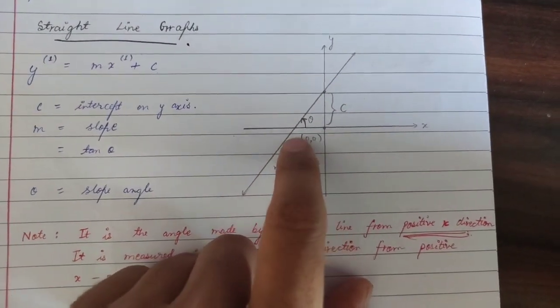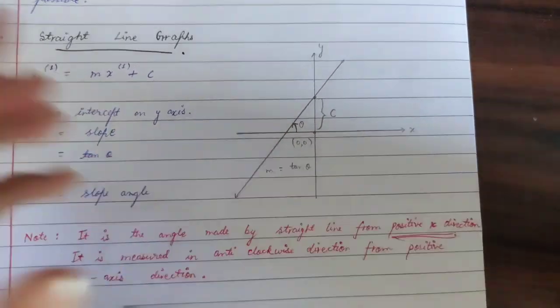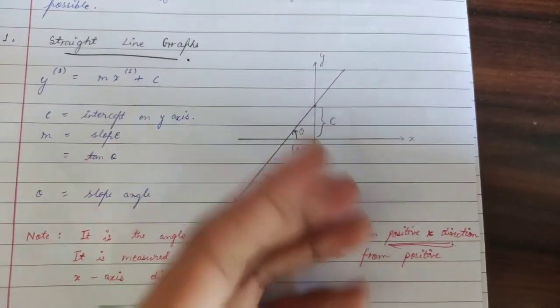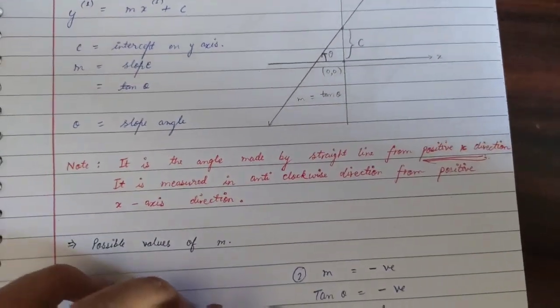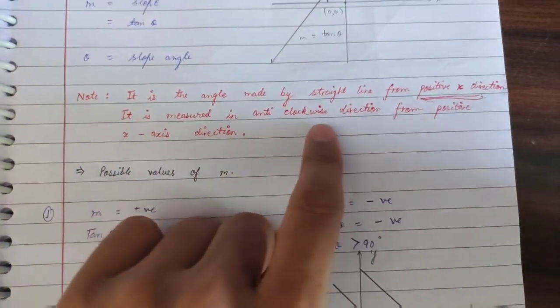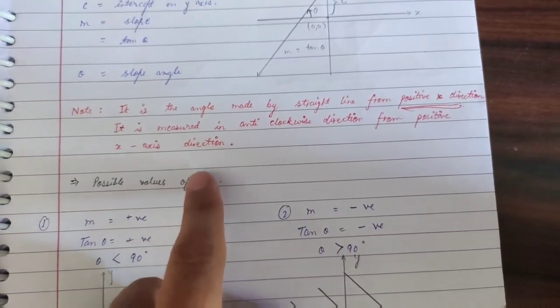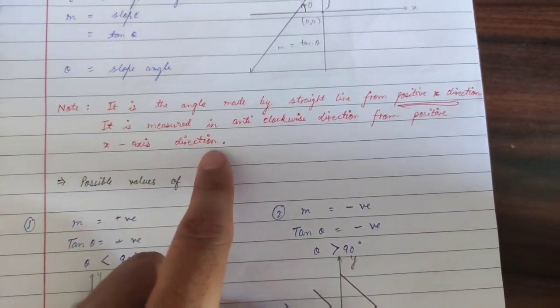Positive x direction means this positive x direction. Even if the line is on the negative side, we take the right side as positive. It is measured in the anti-clockwise direction from the positive x direction. It is not the x axis positive one, it is the direction.